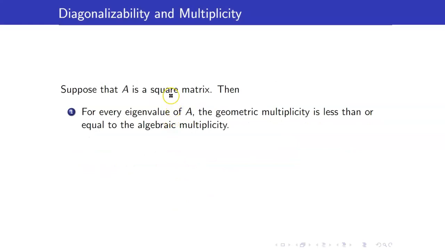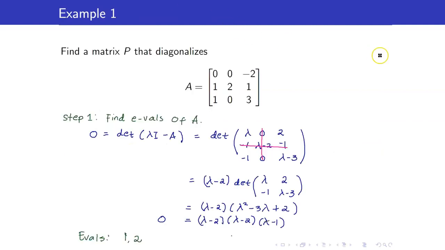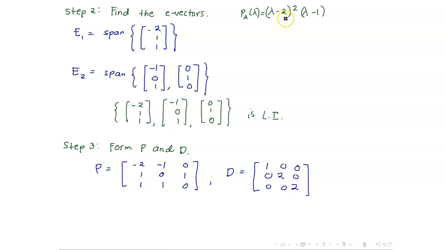Here is the relationship between diagonalizability and multiplicity. In general, for every eigenvalue of A, the geometric multiplicity is less than or equal to the algebraic multiplicity. If it happens that the geometric multiplicity is the same as the algebraic multiplicity of every eigenvalue, then A is diagonalizable.